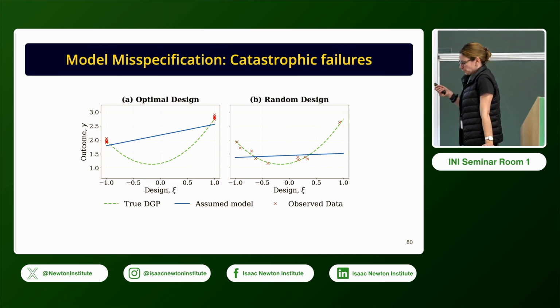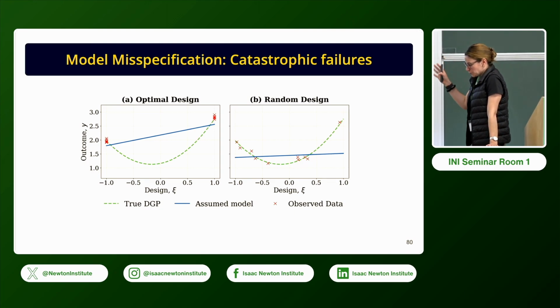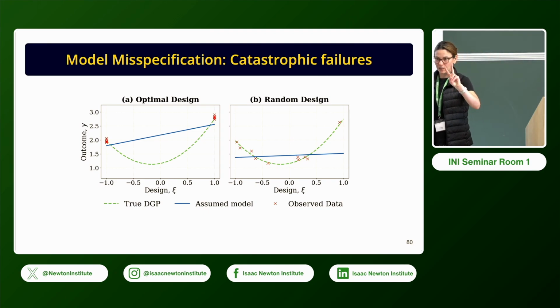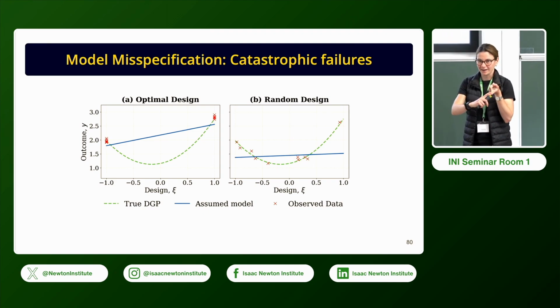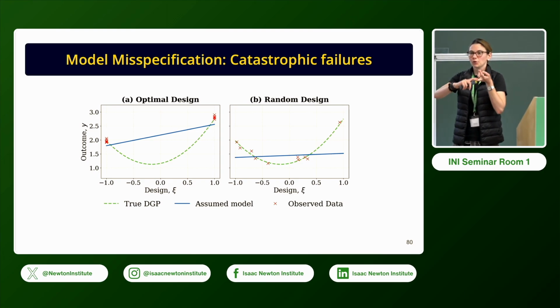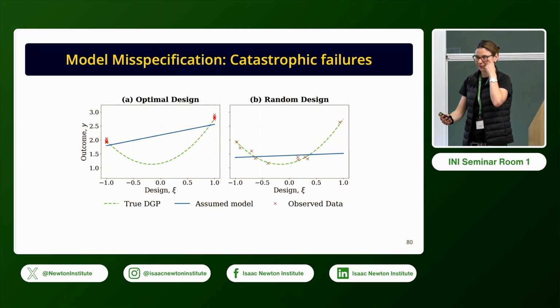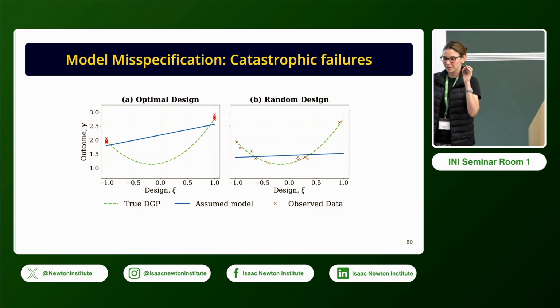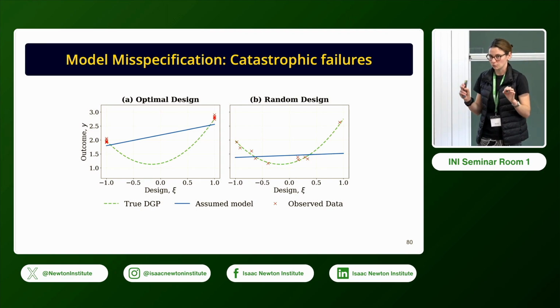Now, because experimental design relies on the model twice, right? So you rely on the model to select your data, and you rely on the same model to fit that data, okay? And there are cases in which you actually end up with something that goes terribly, terribly wrong.